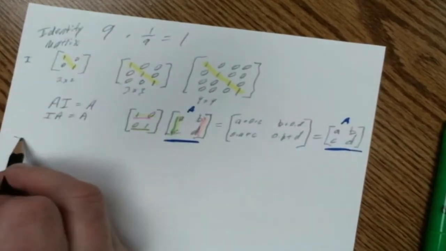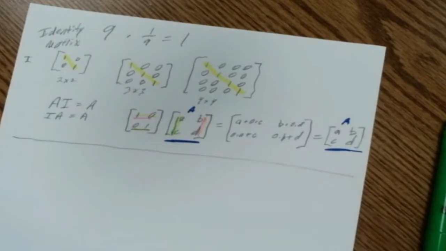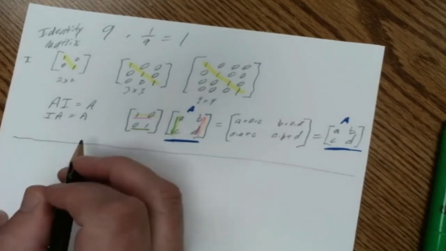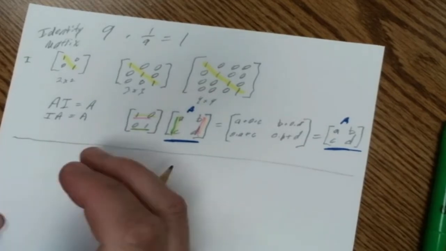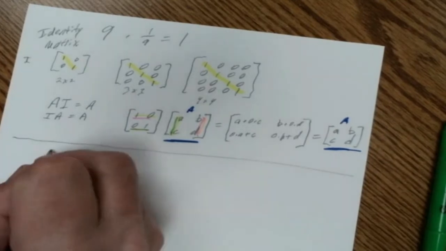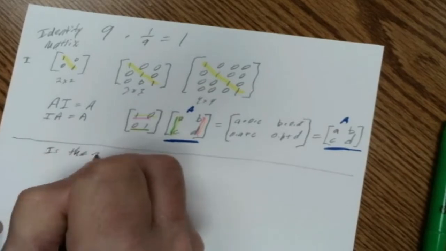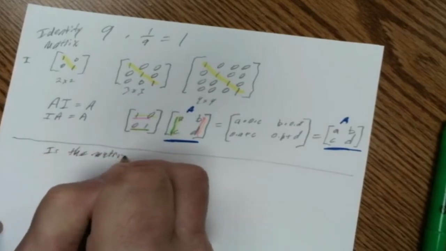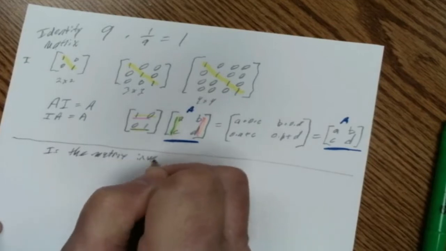Let's talk about an inverse matrix, because the inverse matrix has some pretty neat properties too. So the inverse, first you have to determine, is it invertible? Does it have an inverse? Does the matrix have an inverse? Is it invertible? Is the matrix invertible?